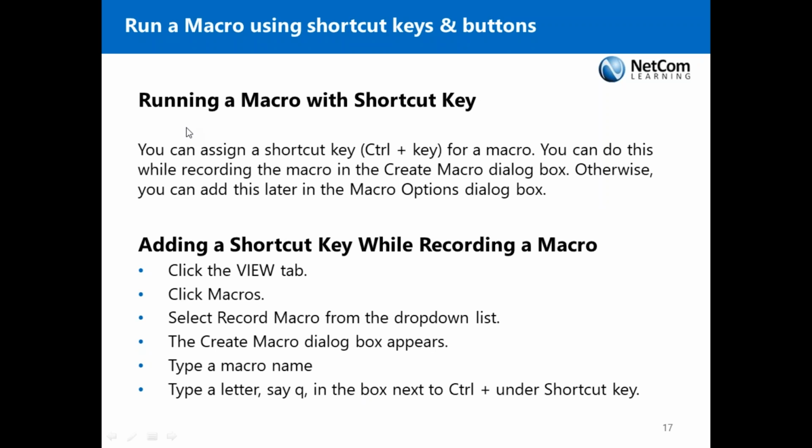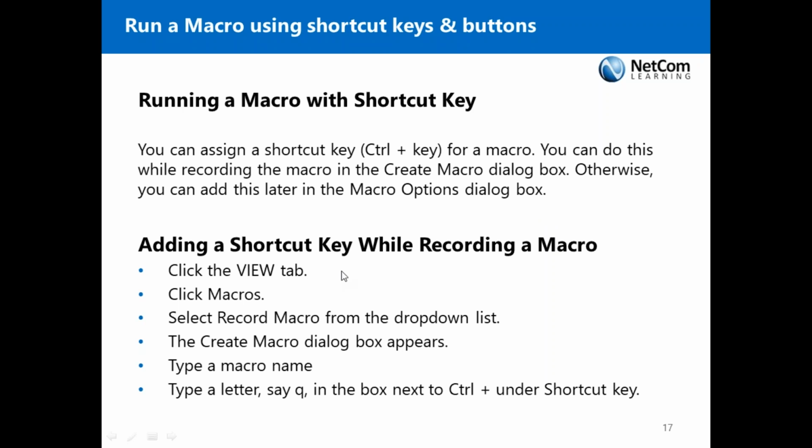How do you run a macro with a shortcut key? You assign a shortcut key, Ctrl plus the key you've chosen for the macro. You can do this while recording the macro in the Create Macro dialog box. Otherwise, you can add this later in the Macro Options dialog box.